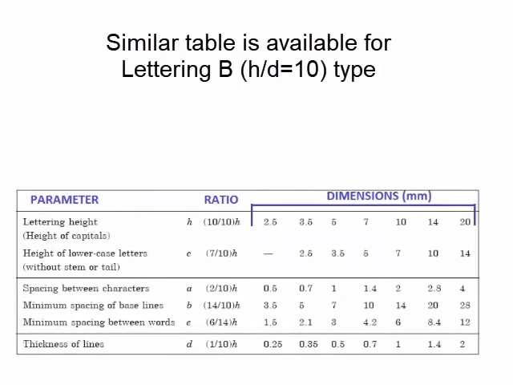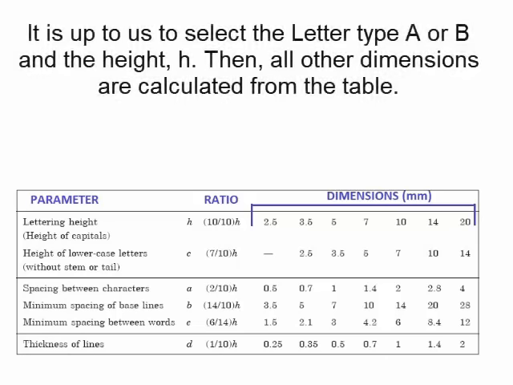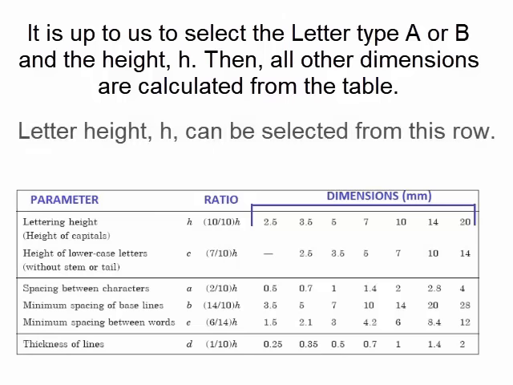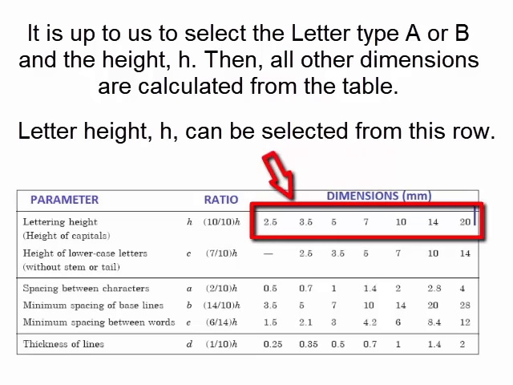Similar table is available for lettering type B, where H over D ratio is 10. It is up to us to select the letter type A or B and the height H. Then all other dimensions are calculated from the table. Letter height H can be selected from this row, the top row.